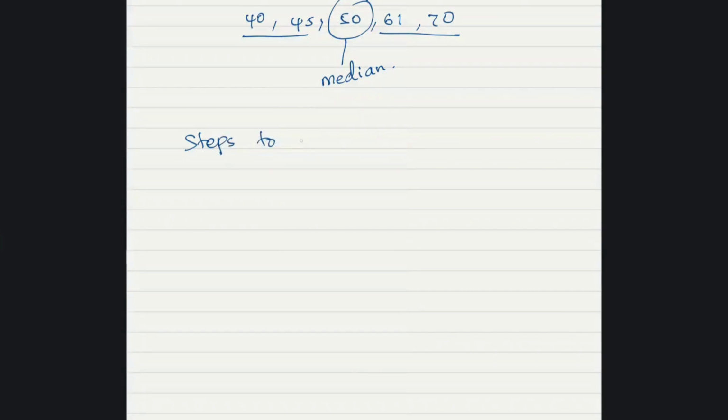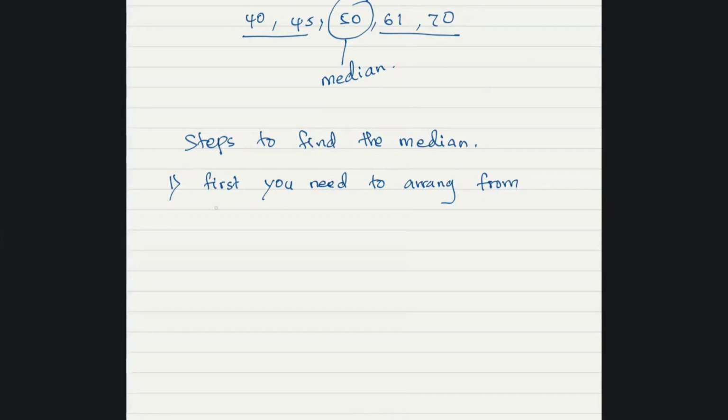So there are some ways to find the median. First, you have to arrange the data set in ascending order. If your data set is not in order, you have to arrange them from smaller to larger values. After that, you have to count the values, like how many data points there are in that data set. So there can be two situations: the count can be an odd number or the count can be an even number.